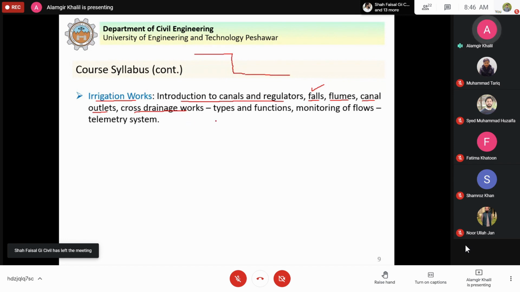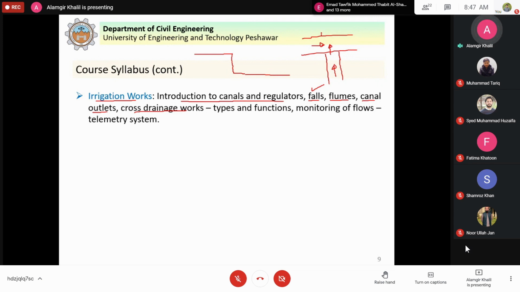As I said, let's say this is the canal and the water is flowing in this canal and it has to cross a drain or river. So there can be three possibilities: either we have a level crossing, so this water can cross and then again the water is withdrawn on the other side. So this is known as level crossing.